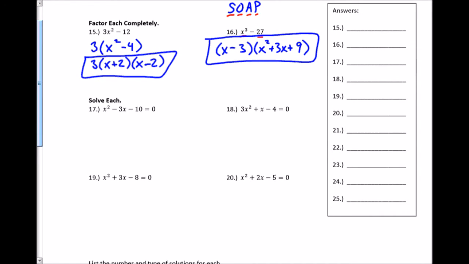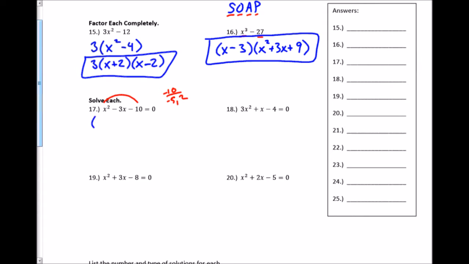For this one, it asks us to solve each of these, and you can either solve by factoring, completing the square, or the quadratic formula. Always check for factoring first, so here I build a bridge. That's a negative 10. Two numbers that multiply to negative 10 and add to a negative 3 are a negative 5 and a positive 2. If you can come up with those two numbers, it means that this thing can be factored.